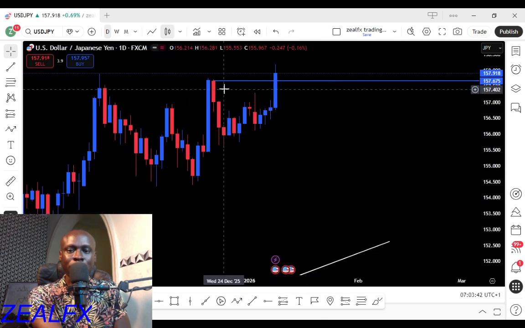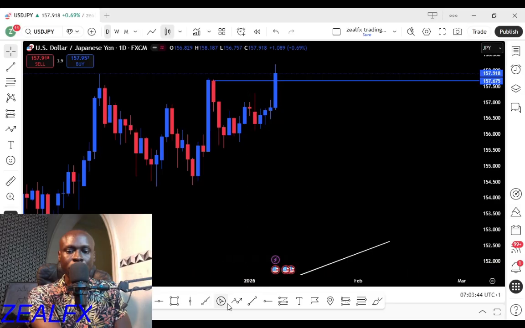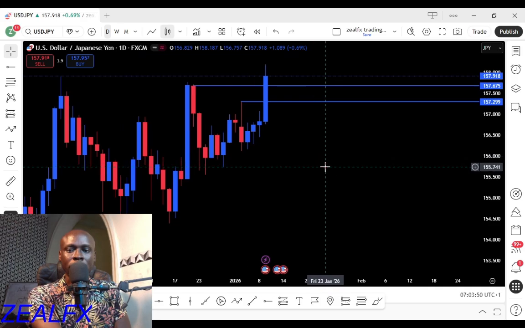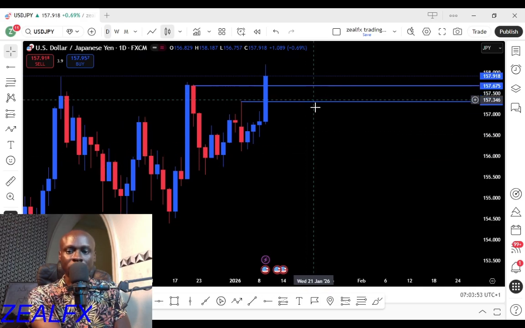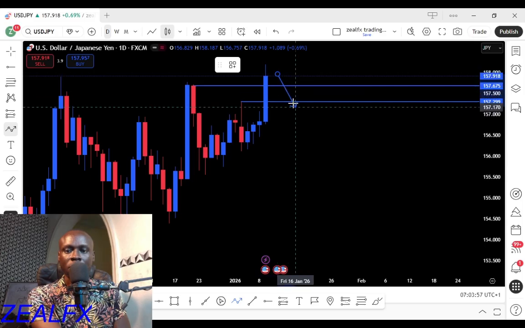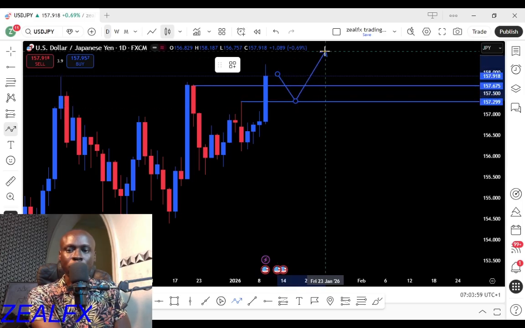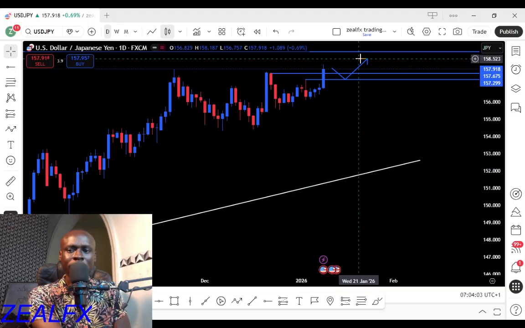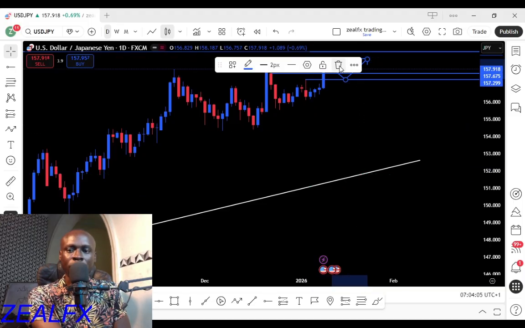So we have price break out of this resistance, then price also broke out of this resistance level. What we expect on the USDJPY now is that we need price to do a retest of any of these levels before we start looking for our buying opportunity for the USDJPY. So let's confirm the trend of this USDJPY from the weekly chart.